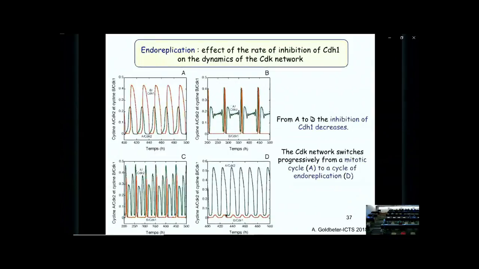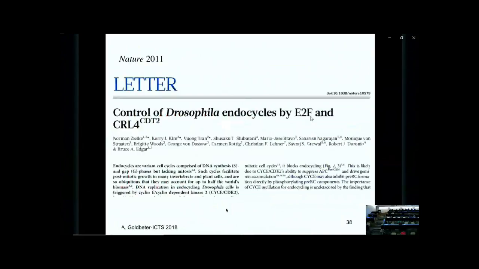This, for example, is a review by Bruce Edgar's group, where they focus on endocycles, which are variant cell cycles comprised of DNA synthesis and gap phases, but lacking mitosis. They occur often in invertebrate and plant cells. And they are so ubiquitous that they may account for up to half of the world's biomass, which shows that it's an important phenomenon.